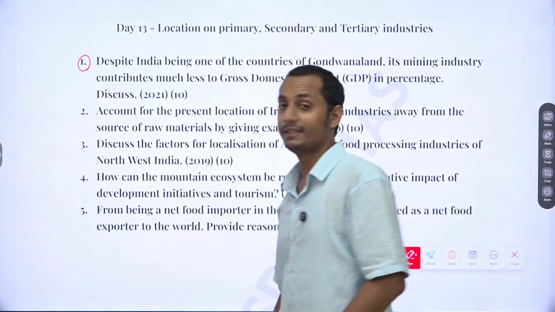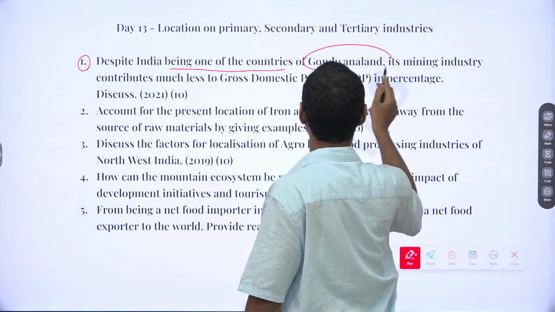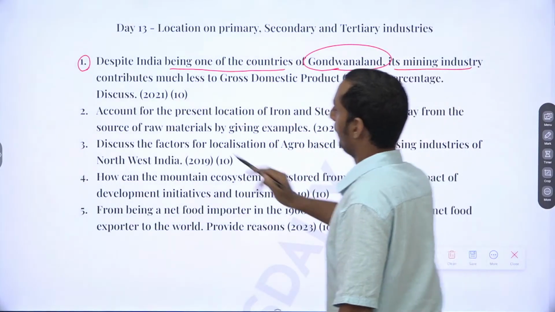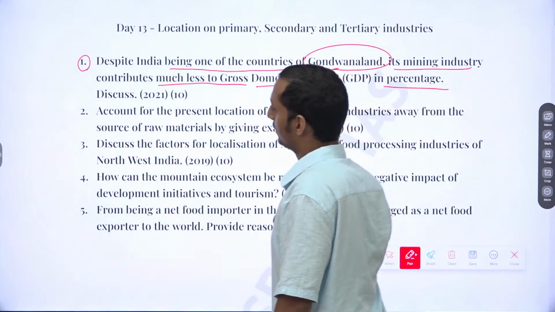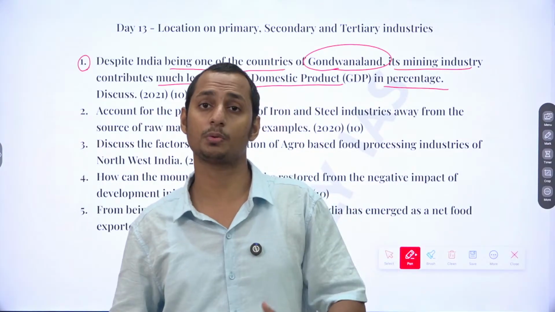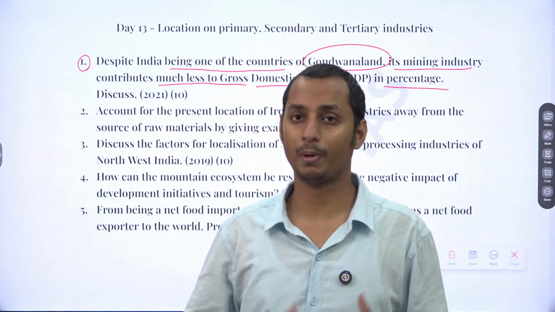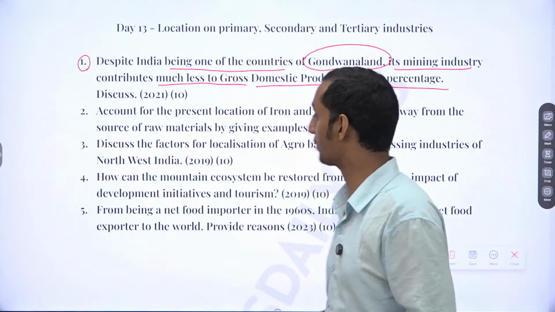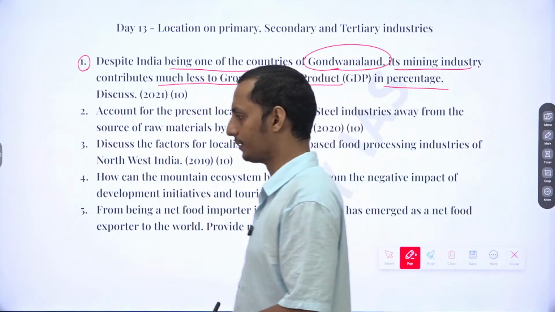Okay. Despite India being one of the countries of the Gondwana land, its mining industry contributes much less to the gross domestic product in percentage. So what does the question basically ask you? The question basically says that despite being a resource-rich country, or despite being in Gondwana land, such as we have the Chota Nagpur Plateau and all, the Indian mining sector contributes much less to the GDP. So what do you write in the introduction?